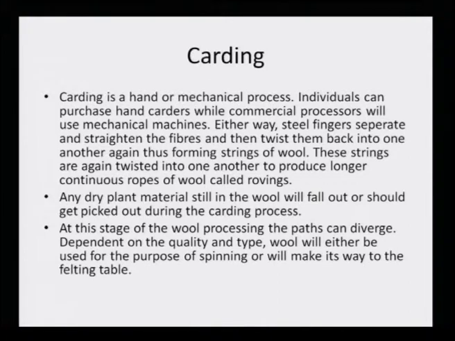Depending on the quality and type, wool will either be used for spinning or will make its way to the felting table. So, depending on what the next step is, the carding will be done accordingly. But whether by mechanical or manual carders, the fibers are separated and need to be straightened out. Once they are straightened out, it is important that they are made into big rovings.